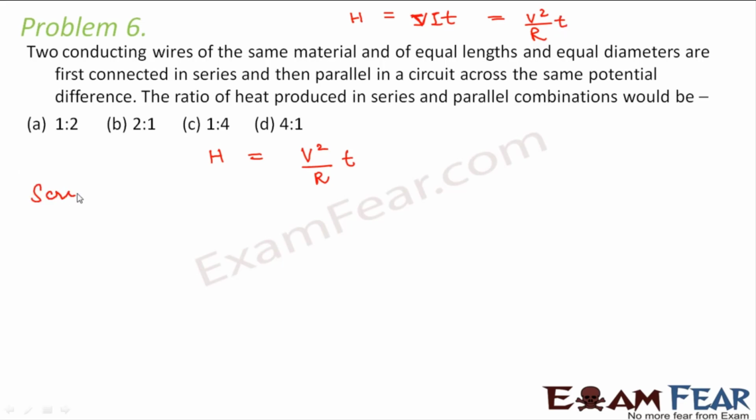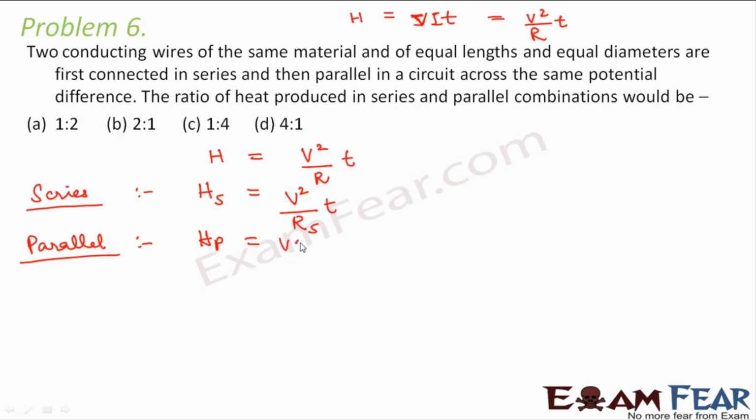Now let us first look at the series combination. What would happen in series combination? Heat produced is denoted by Hs. This will become V square divided by Rs into T. What happens in parallel combination? In the parallel combination, Hp will be equal to V square divided by Rp into T.